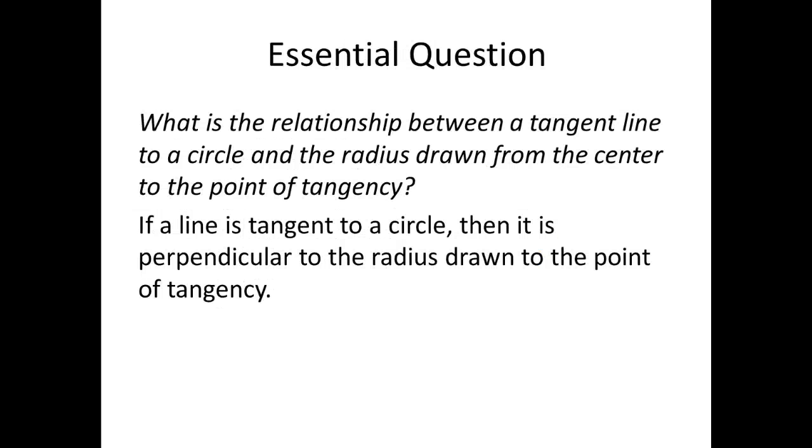So in this lesson, we address the essential question, what is the relationship between a tangent line to a circle and the radius drawn from the center to that point of tangency? Now, if a line is tangent to a circle, then it's perpendicular to the radius drawn to the point of tangency. This is called the tangent radius theorem.